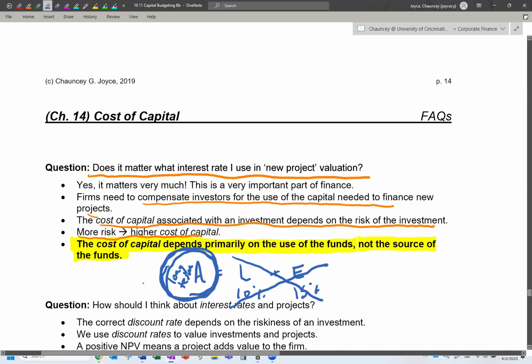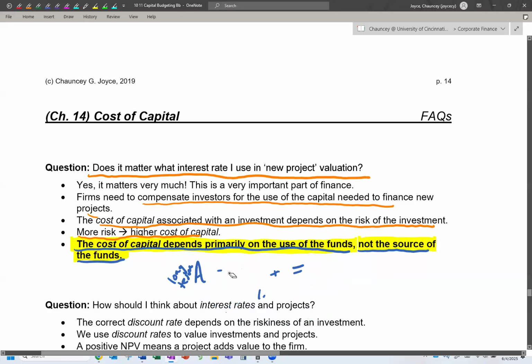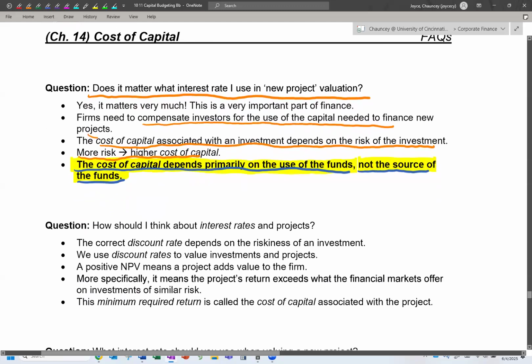So this discount rate could be 20%. It could be 12%, but it's related to the risk of the idea or the project. So again, the cost of capital depends on the use of funds, not the source of funds. We handle the source of funds in a different decision way. We have an entire chapter on that, which we can talk about, but we want to separate those ideas: how we invest funds and how we source funds.